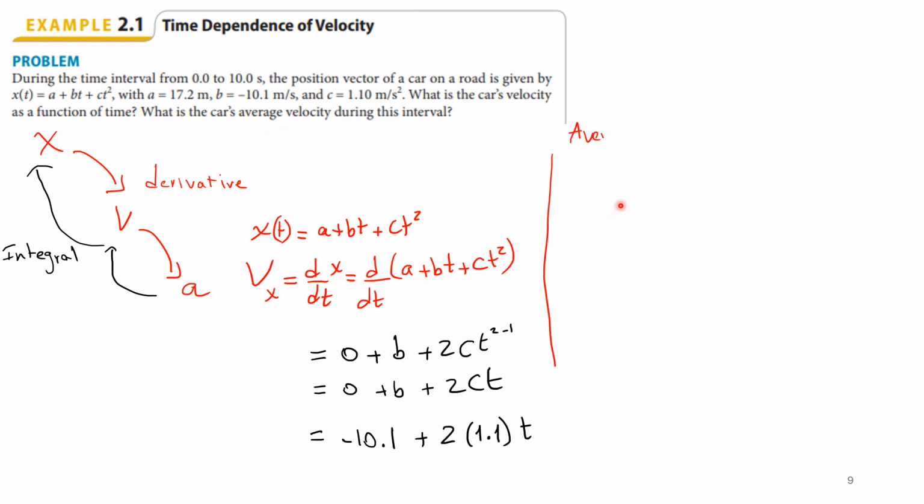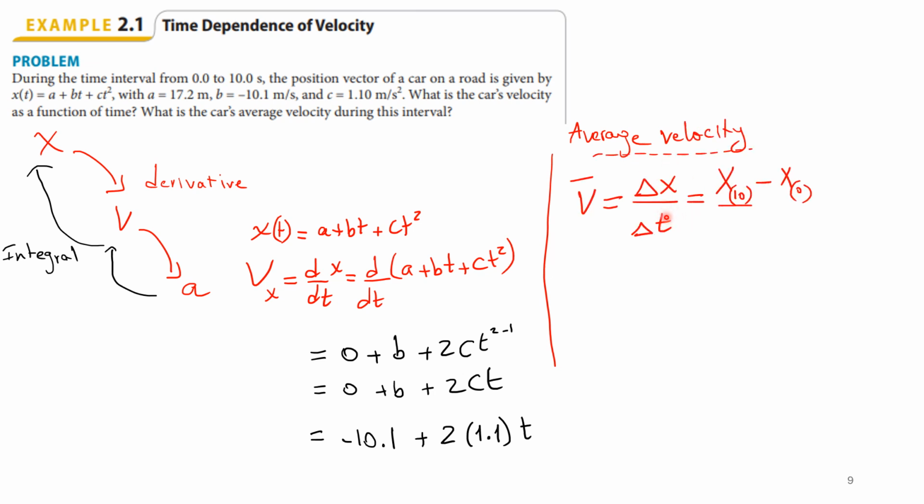So to do the average velocity, we first of all have to refer back to delta x over delta t. We have the function of x. So we just replace the time, which is 10 seconds, in the equation of x. So I write it x10 and x0. Okay, x0 means we replace the time by 0. Over delta t, which is 10 minus 0.